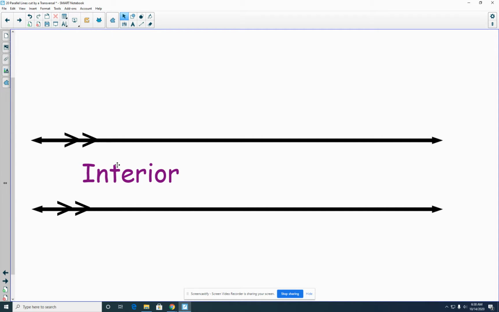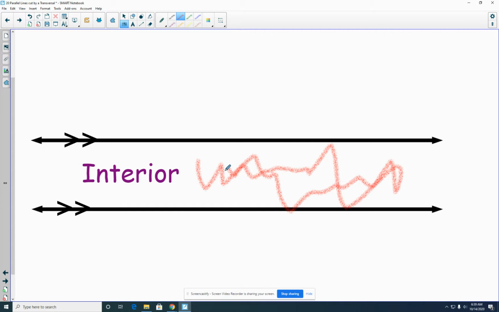And the first area, which by accident I kind of showed, is called the interior. So in between these parallel lines, everything in between here, this is known as the interior, right? So I'm going to do this. This is all known as the interior. Everything in between here, all interior.